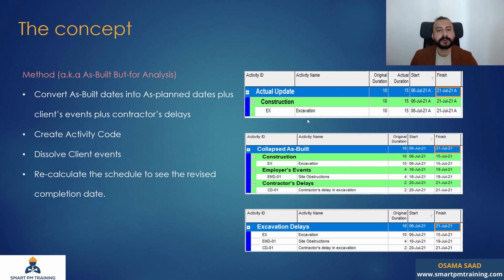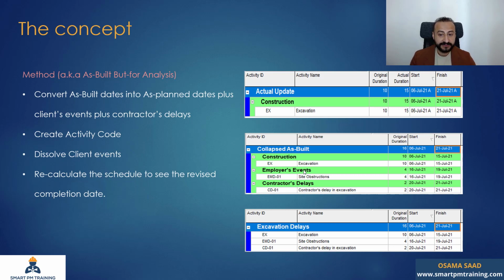But what about compaction, for example? Maybe in my baseline, the compaction and excavation relationship is finish to start, but maybe in reality there is an overlap. So when I create this new schedule, I'm going to reflect that. So I'm going to introduce a start to start relationship with a specific lag. The whole purpose is to match the planned dates in my new schedule with the as-built actual dates, but in new planned form. So that's the concept in a nutshell.